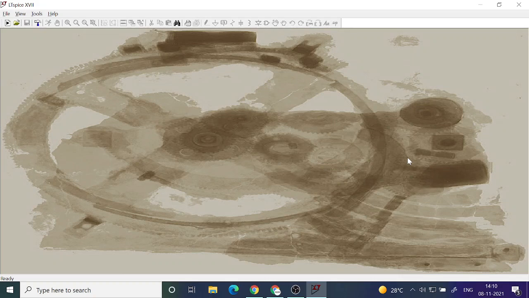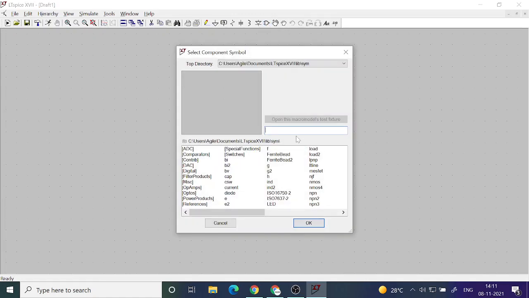The first device experiment was on diode characteristics. A diode is a two-terminal device. Okay, so let's start with a new schematic, and then let's take one diode.